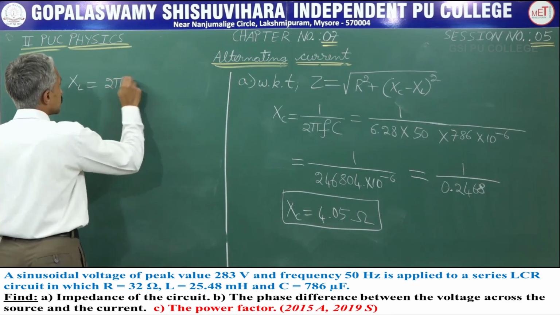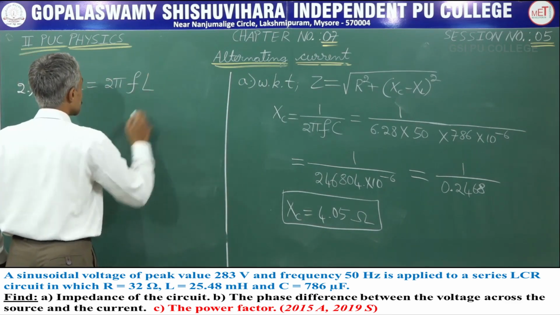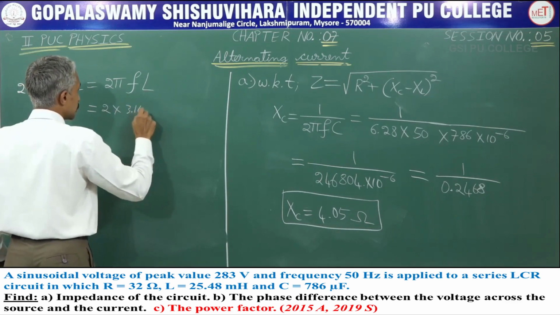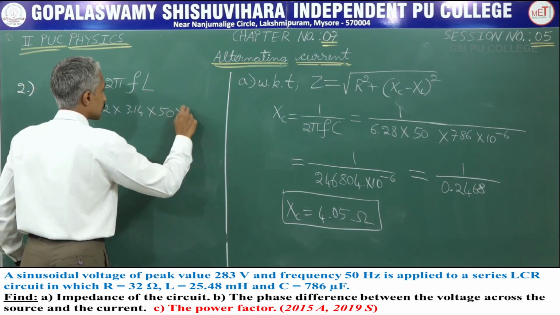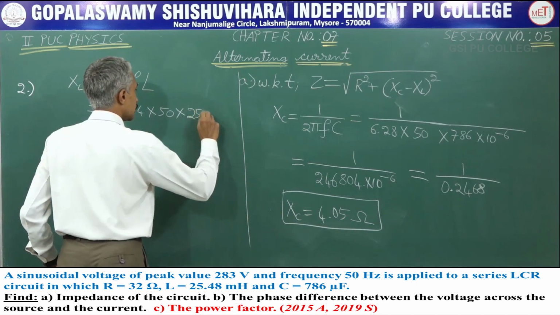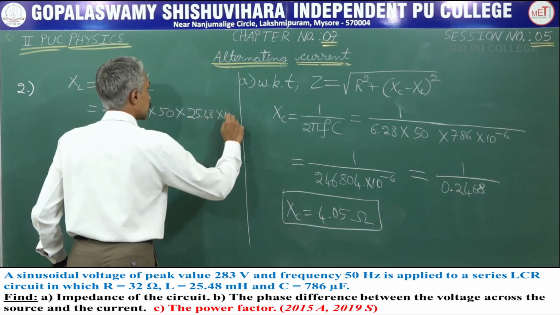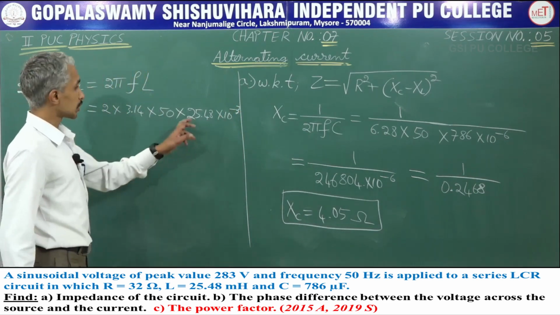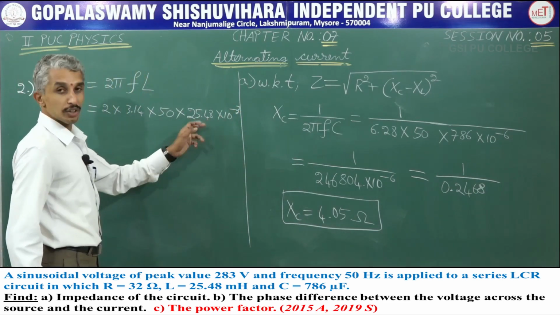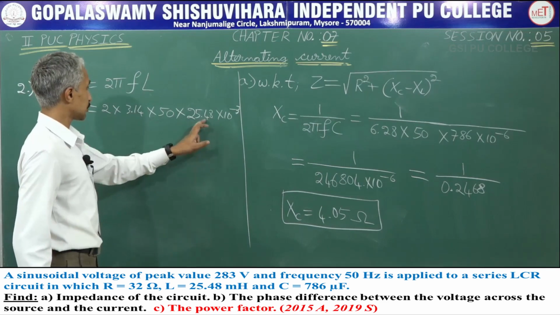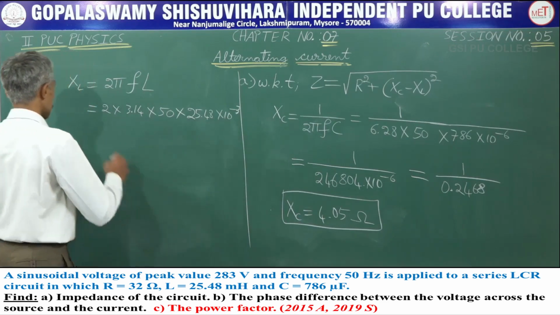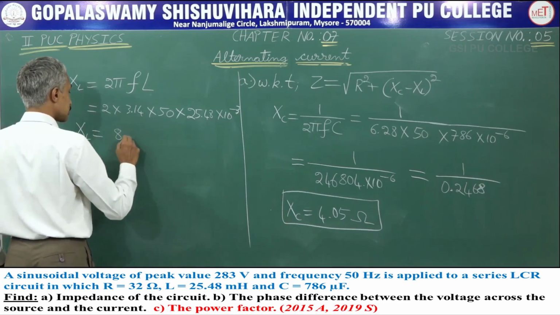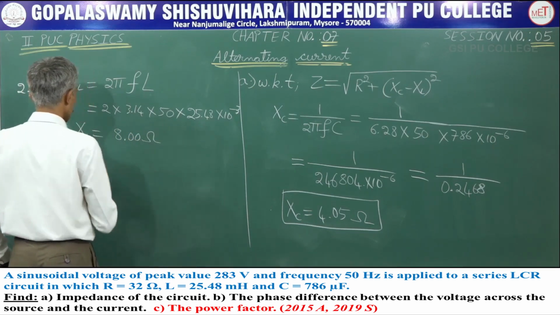XL is given by 2 pi f into L. So 2 into 3.14 into 50 into 25.48 into 10 to power minus 3. Inductance is given as 25.48 millihenry. So it is 25.48 into 10 to power minus 3. On simplifying this, I will get the value nearly as 8 ohms.